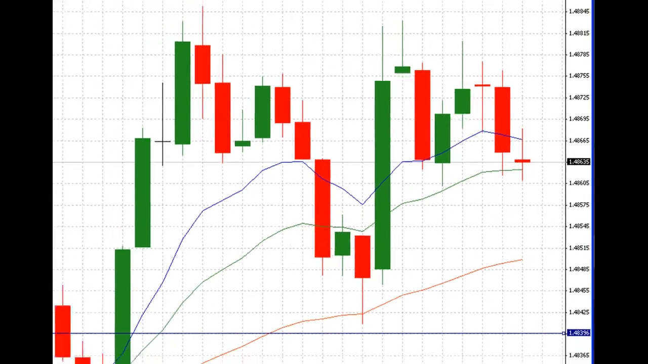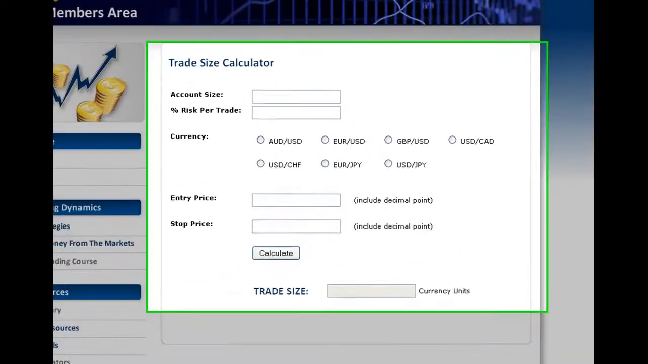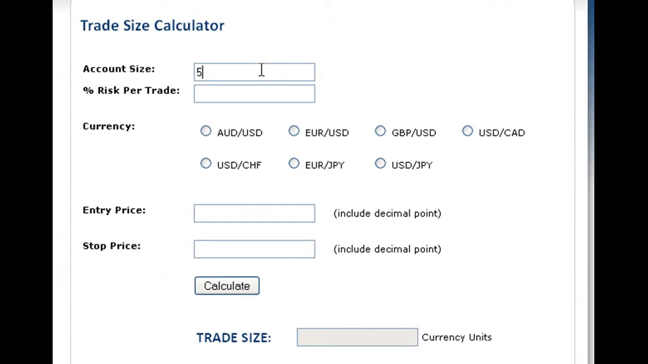Let's find out how much we should be trading. So here we are on the trade size calculator. We've got a $50,000 account. Let's say we want to risk 2%. This is GBP against US dollar. Our entry price is 1.4859, 2 pips higher than the market price. And our stop will be at 1.4838, which is 1 pip lower than the market price. And that is an amount of 476,190.